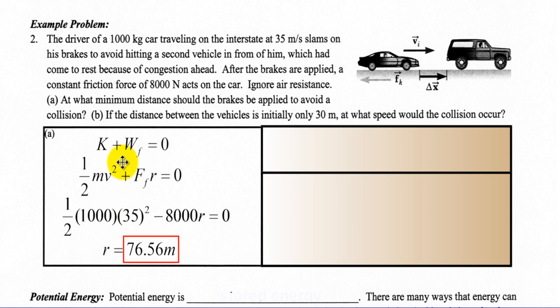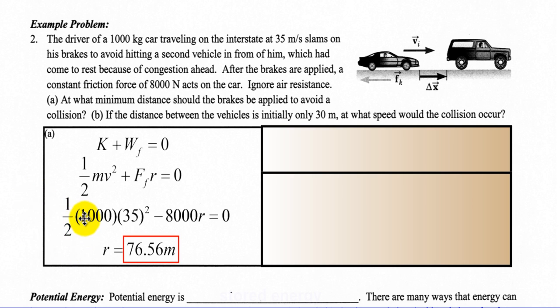So it kind of depends on when you want to put the negative. You could say K minus work of friction equals 0 and put the minus in here, or you can wait till you plug in numbers. It doesn't really matter. There's no accepted way of doing it that makes one way more correct than the other.